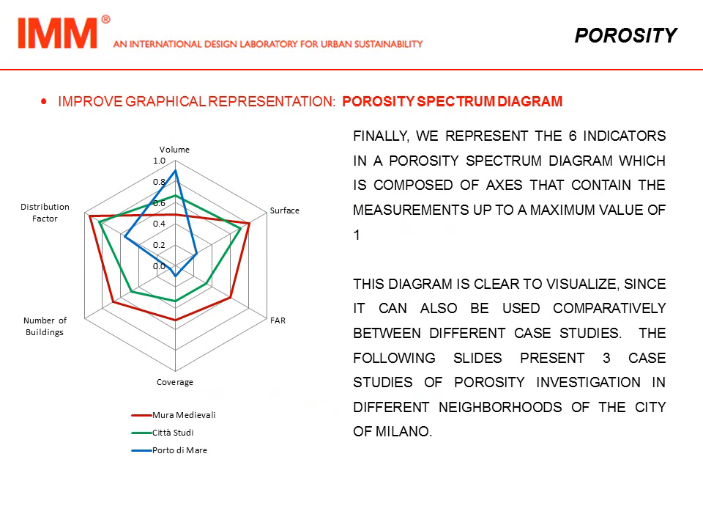Finally, we represent the 6 indicators in a porosity spectrum diagram, which is composed of axes that contain the measurements up to a maximum value of 1. This diagram is clear to visualize, since it can also be used comparatively between different case studies. The following slide presents 3 case studies of porosity investigation in different neighborhoods of the city of Milan. As you can see from the diagram, it can be useful to look at these simple lines to grasp some intuitive differences among neighborhoods even before looking at their maps, that I'm going to show in a while.